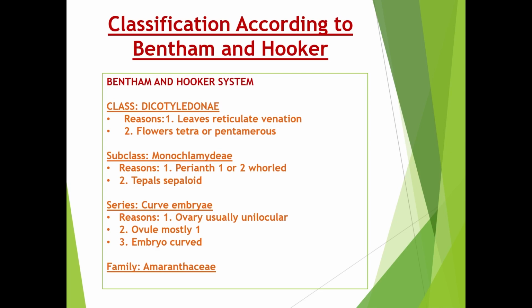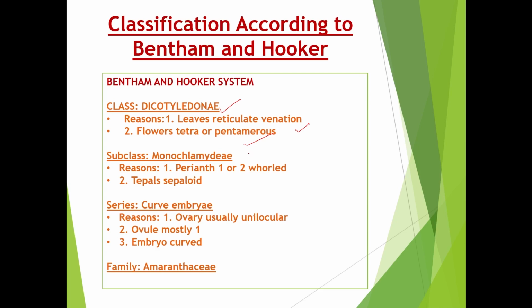placed in the Dicotyledons. As we know, dicotyledons are the group of plants that have reticulate venation, and the flowers of this group are either tetramerous or pentamerous, present in multiples of 4 or 5. So you can easily identify a dicot plant by the presence of reticulate venation and flowers that are tetramerous or pentamerous.